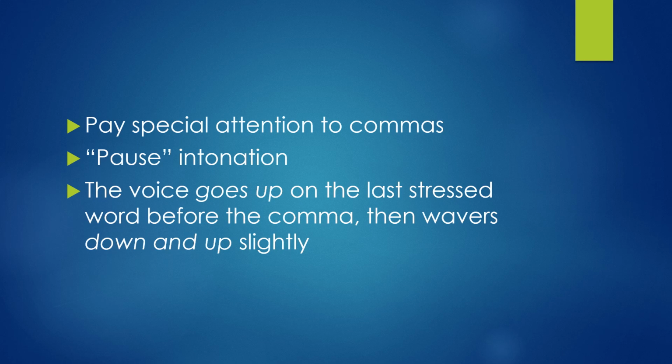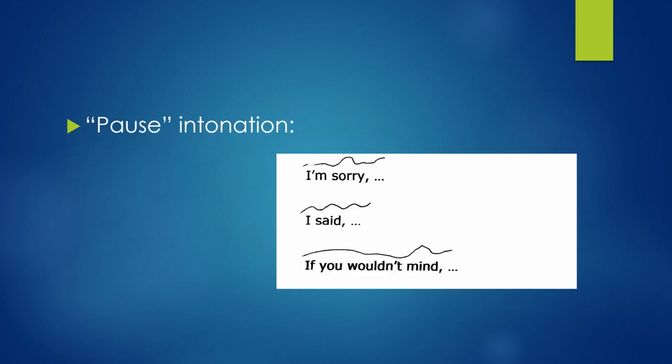And while we're talking about intonation, pay special attention to commas, because that's where you'll want to use what I call pause intonation. The voice goes up on the last stressed word before the comma, then wavers down and up slightly to show that you haven't yet finished your thought. Pause intonation sounds like this. "I'm sorry, I said, if you wouldn't mind."